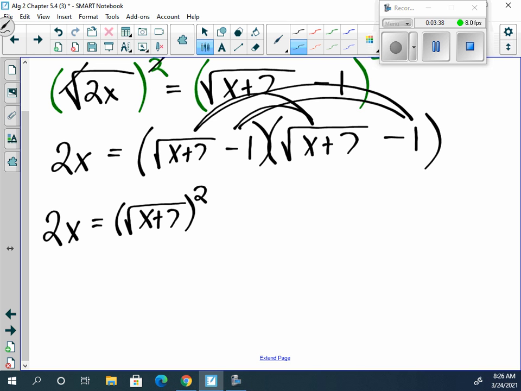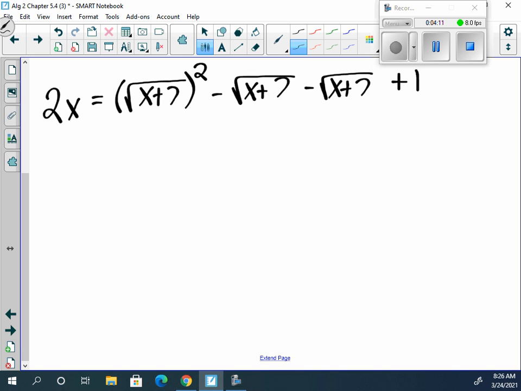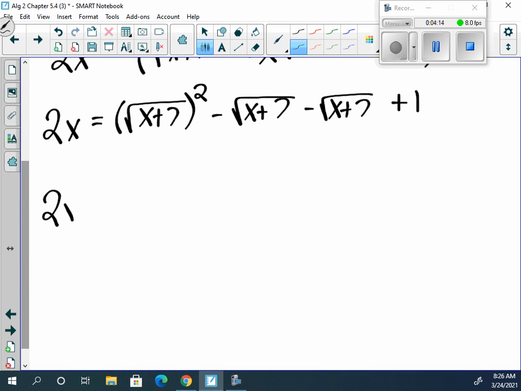Now we're going to have the square root of x plus 7 times negative 1, which will be negative square root of x plus 7. Now the next one, negative 1 times square root of x plus 7, which will be negative square root of x plus 7. And last but not least, negative 1 times negative 1 would be plus 1. So any questions on anything we've done thus far? Okay. So when we look at this here, 2x is still just going to be 2x.